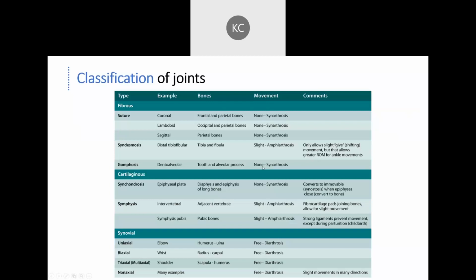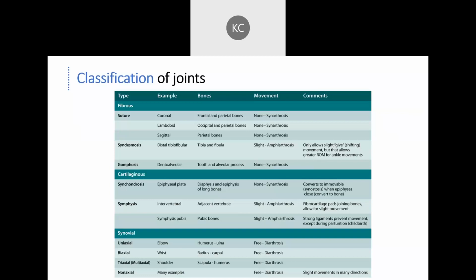This is describing the functional classification, right? So they're either synarthrotic, no movement, amphiarthrotic, slight movement, or diarthrotic, free movement. All right. So as you see, synovial joints are all diarthrotic, and then fibrous and cartilaginous, which we'll talk about, are either synarthrotic or amphiarthrotic, right? So you'll find patterns and common characteristics between joints in a particular category, all right?